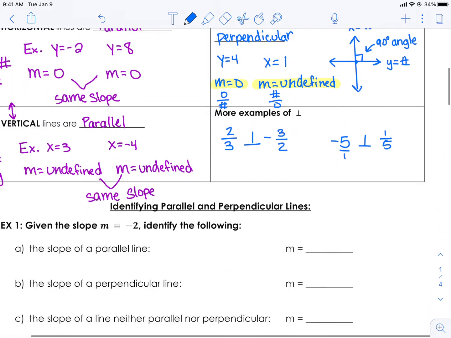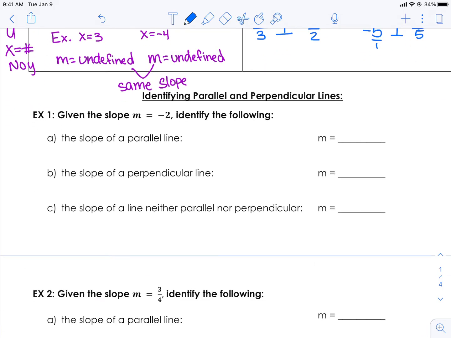Okay, so let's look at some examples that we have. Identifying parallel and perpendicular lines. Given the slope m equals -2, identify the following. The slope of a parallel line. Well, remember, parallel lines have the exact same slope, so my slope would be -2. The slope of a perpendicular line. That is where we have to flip it and make it the opposite sign. So it's already negative, so I want it to be positive, okay?